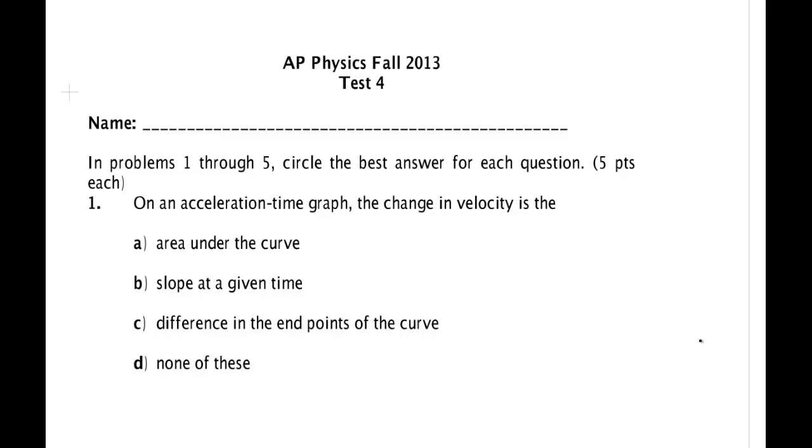In this video, we'll go over the AP Physics exam test number 4 from our class. So we're looking at a key. On the acceleration time graph, the change in velocity is found. So we have an acceleration time graph, and you're looking for the change in velocity. The change in velocity is this area underneath the curve. This is delta V. So the correct answer would be number A.